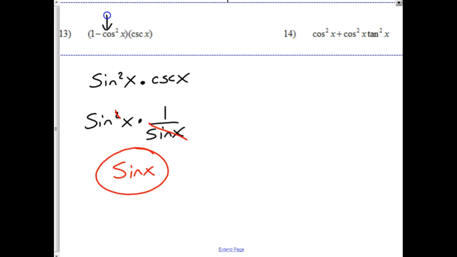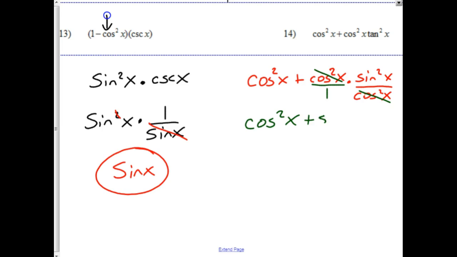Number 14. Cosine squared x plus cosine squared x times tangent squared x. Well, let's put everything in sine and cosine and see where that takes us. So cosine squared x plus cosine squared x times sine squared x over cosine squared x, right? These cosines will cancel because it's multiplication. One's on top, one's on bottom. So what am I left with? Cosine squared x plus sine squared x, which happens to be an identity, which equals 1. And we're done with that one. That one's pretty fast.